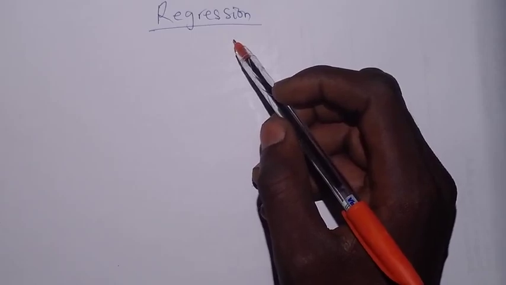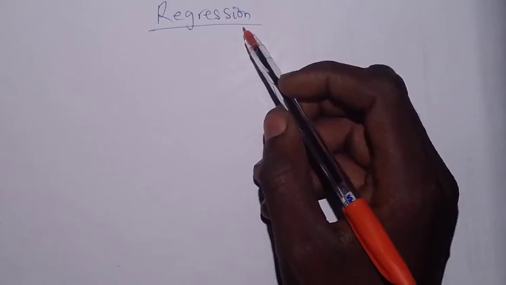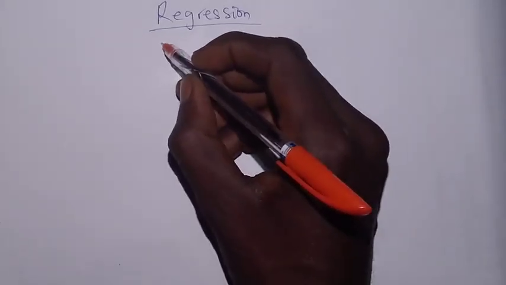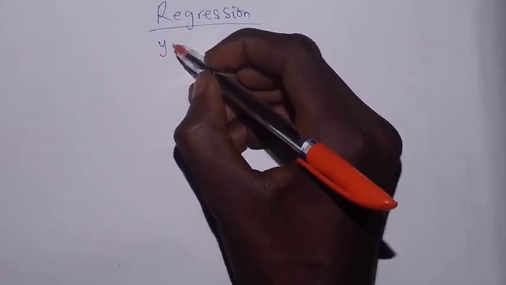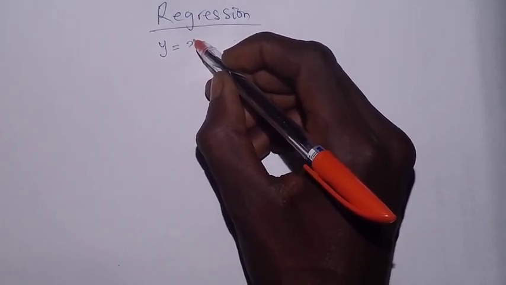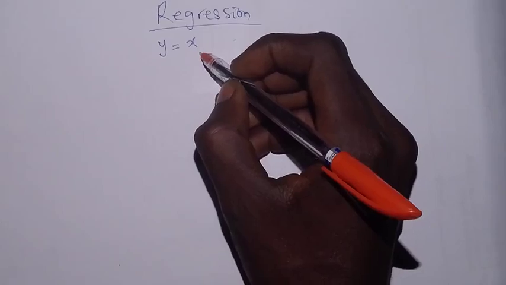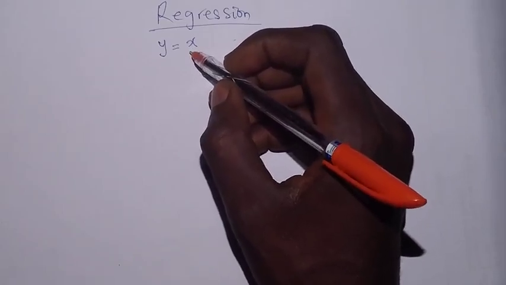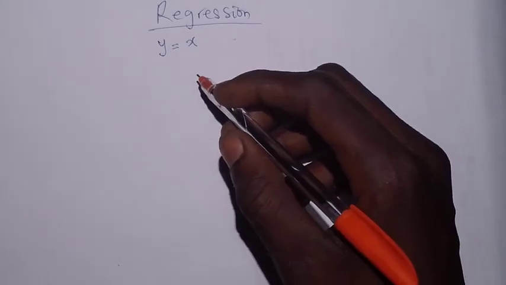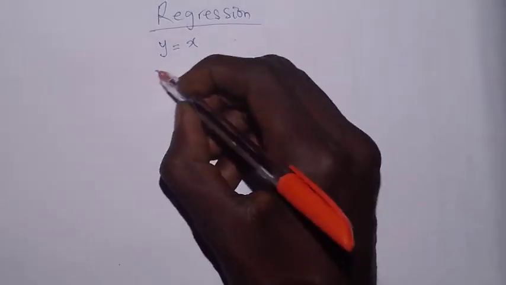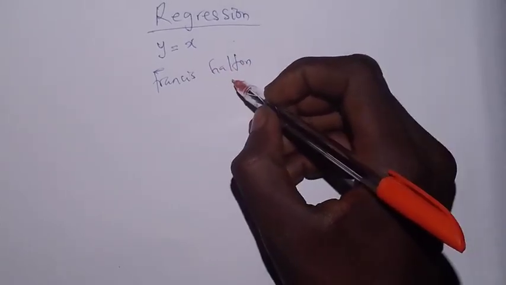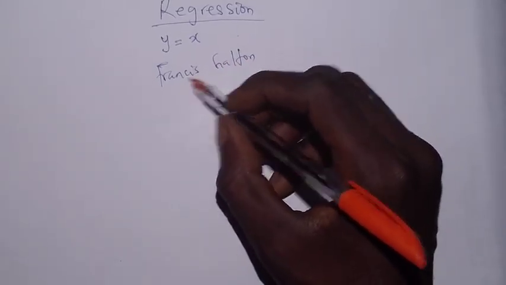Regression is concerned with the study of the dependence of one variable called the dependent variable, and dependent variable is usually denoted by y, on one or more other variables, which is x, independent variable. The word regression was first introduced by Francis Galton. Francis Galton is the first person to introduce regression.